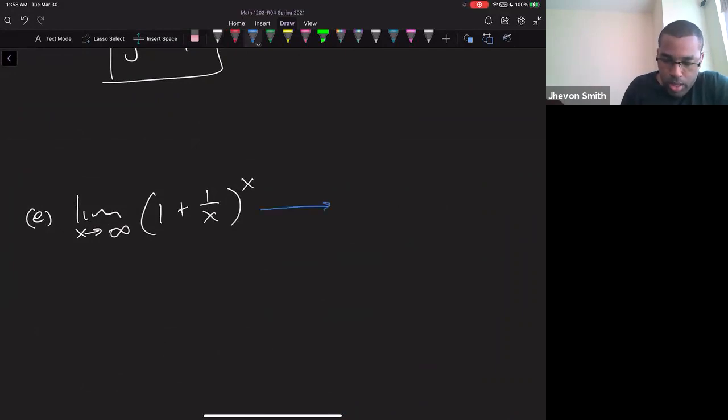Because this approaches 1 to the infinity, right? As x approaches infinity, 1 over x approaches 0, so the base will approach 1. And the power is x. As x approaches infinity, the power is approaching infinity. So this approaches 1 to the infinity. Is the answer 1? Or is the answer infinity? Or is it something else? Does anyone remember this expression?